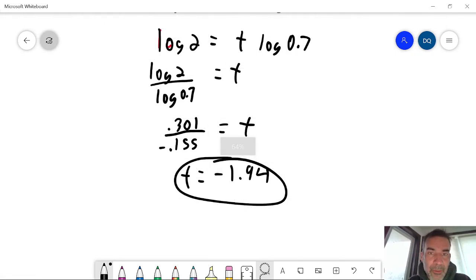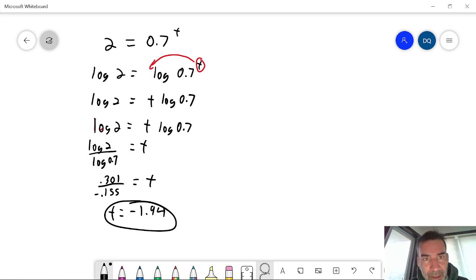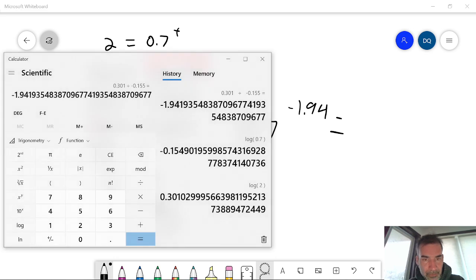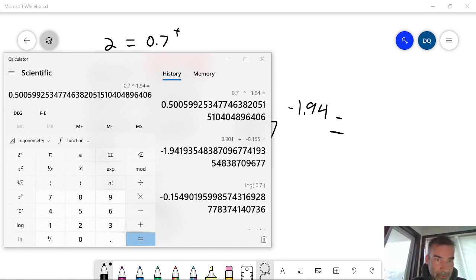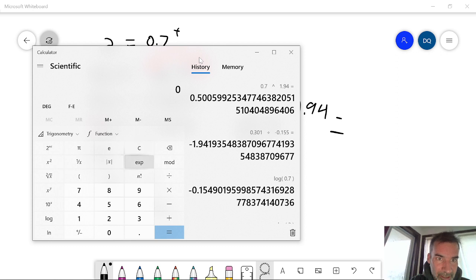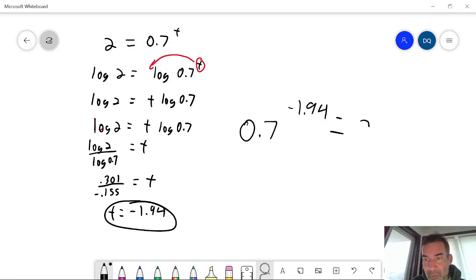Final answer. Now we did a little bit of rounding to get there, so we should expect it to be off by a little bit, but you can always check these. If I want to check to see if t is the right answer, I'll take 0.7, raise it to the exponent minus 1.94, and I should get a 2. I need to make that exponent a negative. Let me try that a second time. 0.7 to the exponent 1.94, switch to a negative, and that gives me 1.9976, which clearly rounds to 2.0 as required.